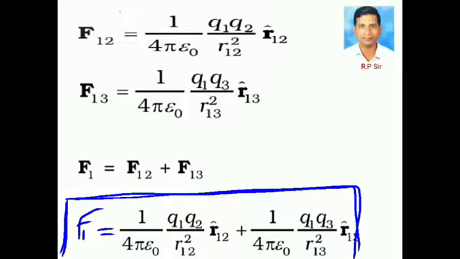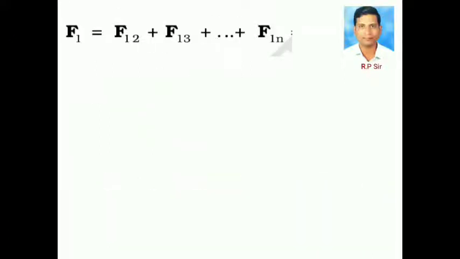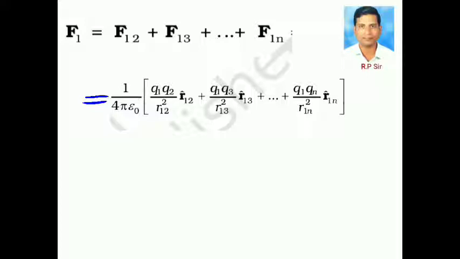If there are n number of charges, then the force acting on Q1 is given by F1 equals F12 plus F13 plus so on plus F1n. Substituting F12, F13 and F1n values in this equation, we get F1 equals 1 by 4 pi epsilon naught Q1 Q2 by R12 square R12 cap plus Q1 Q3 by R13 square R13 cap plus so on plus Q1 Qn by R1n square R1n cap.